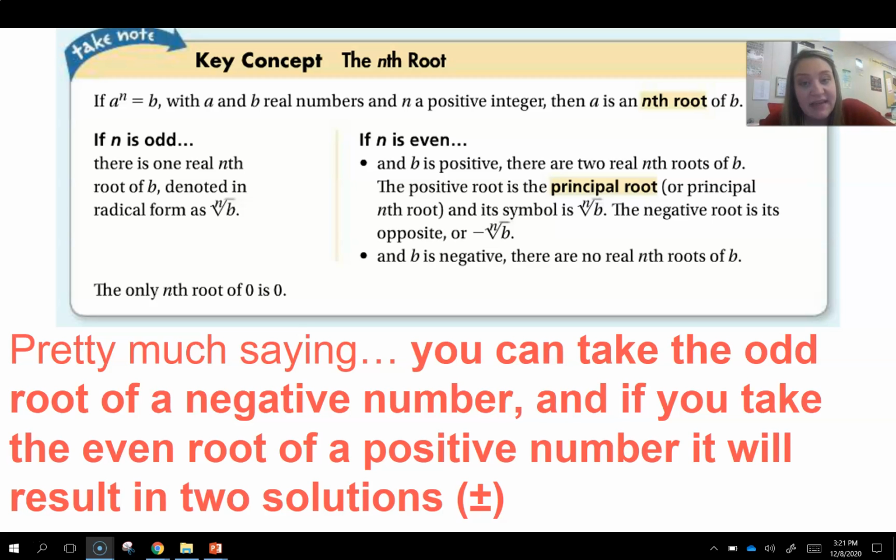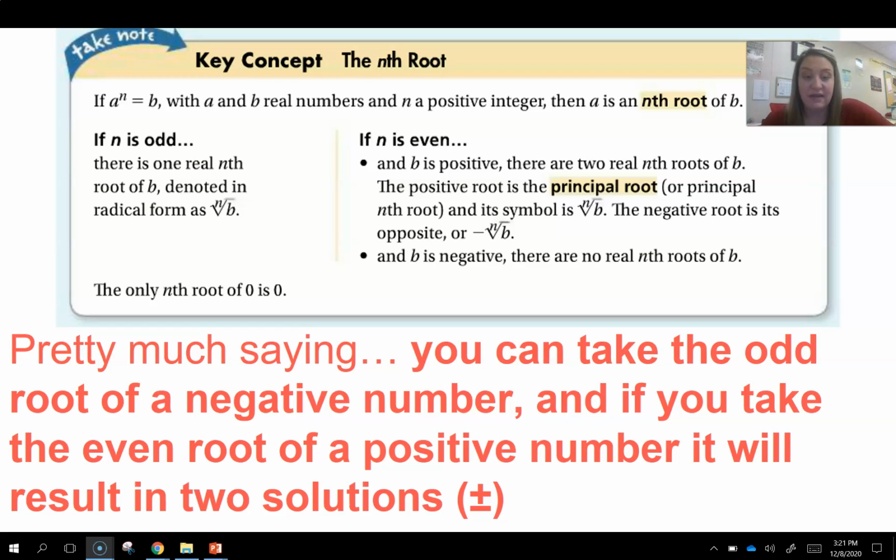If n is even and b is positive, there are two nth roots of b. The positive root is the principal root, and its symbol is n root of b. The negative root is the opposite, or negative n root b. And if b is negative, there are no real nth roots. That is very fancy. So let's generalize this. What we're saying is you can take an odd root of a negative number, okay, and you'll still get a negative number as your result.